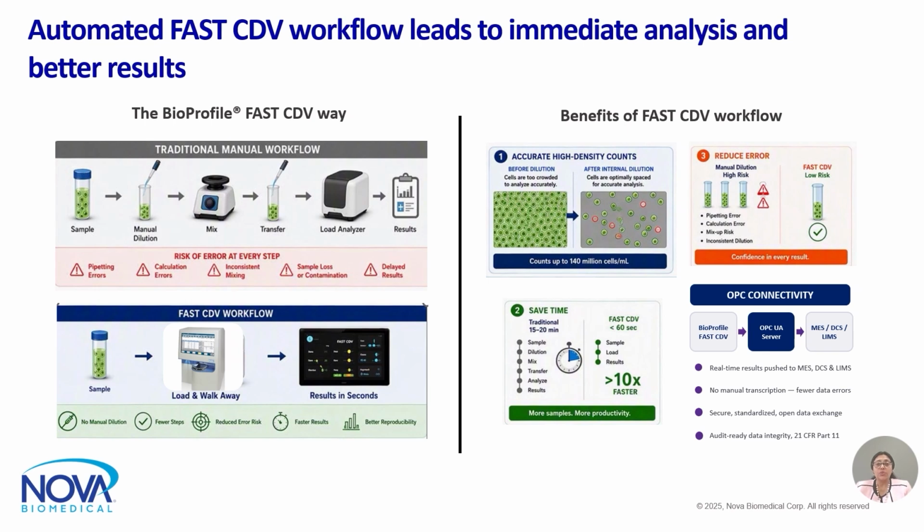No manual transcription means fewer errors and no lag between measuring and acting. Data lands audit ready and supports 21 CFR Part 11 data integrity expectations. Now contrast that with the manual workflow shown on the top left panel, where the sample needs to be diluted with diluent, mixed with viability dye, transported to an analyzer, and results transcribed, adding delay and using error-prone methods. Automation plus connectivity gives faster, cleaner, and a more defensible process data.